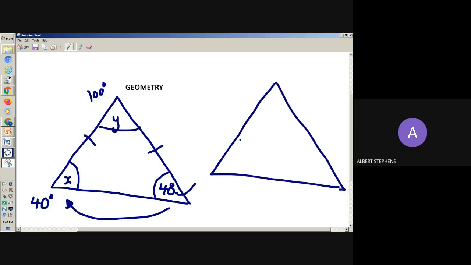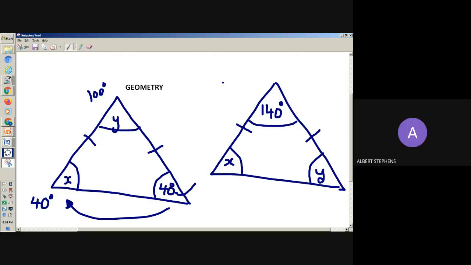Suppose I have something like this. This one is for Jody. Suppose I tell you that this angle here is 140 degrees, and I say find x and y. Jody, how do you find x and y? Sir, I would minus the 140 from the 180, because it's an isosceles triangle, and the angles would be equal, so divide by 2.